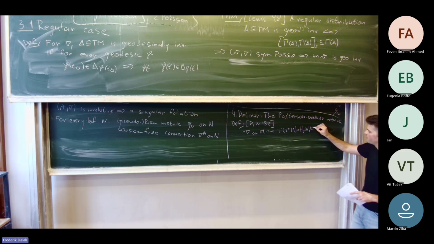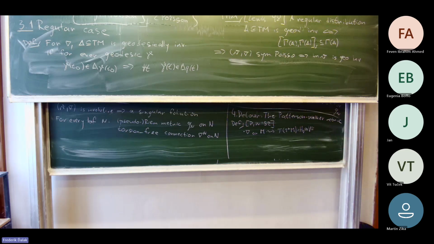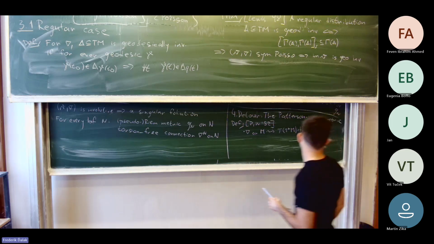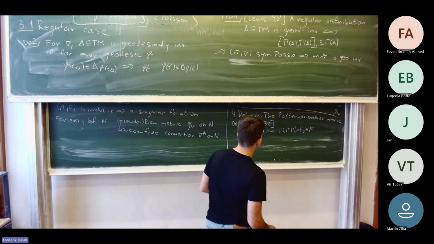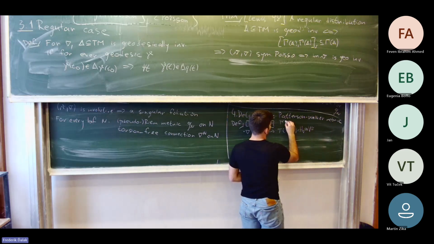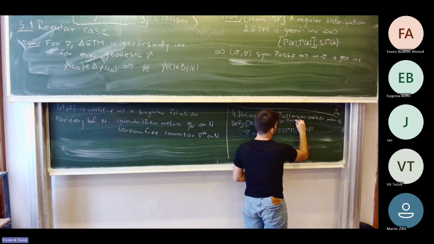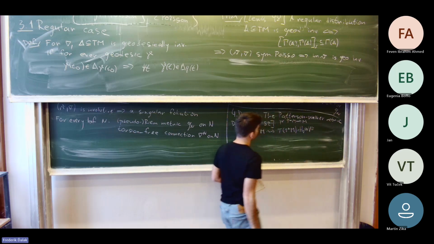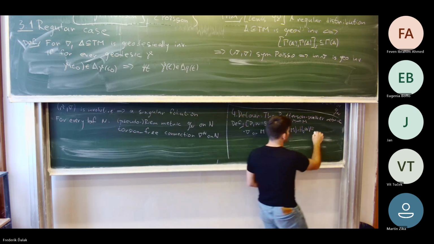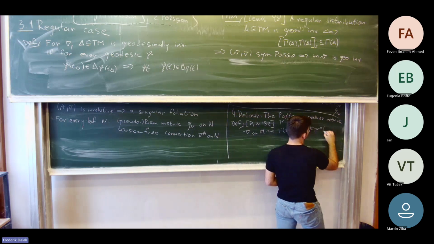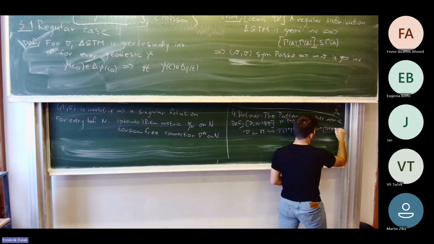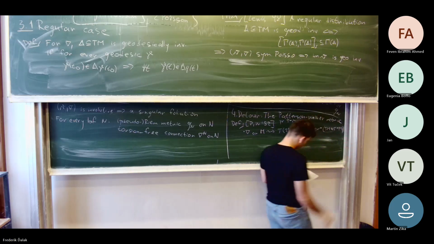And now this vertical part can be canonically identified with a pullback bundle. Then I have a projection, and this is nothing else than TM plus T star M, so the generalized tangent bundle.